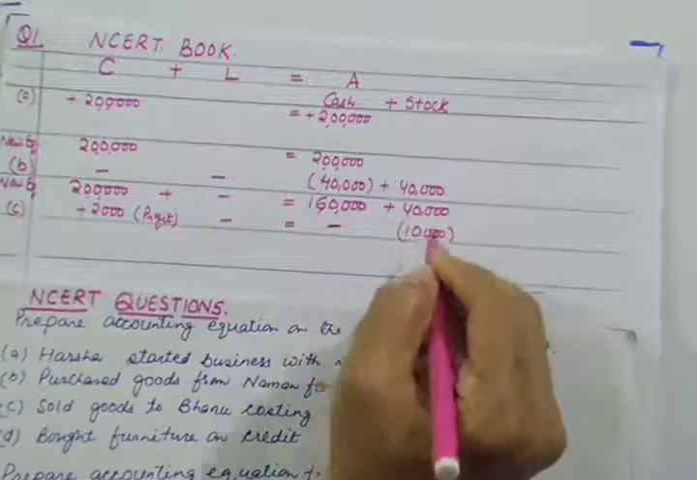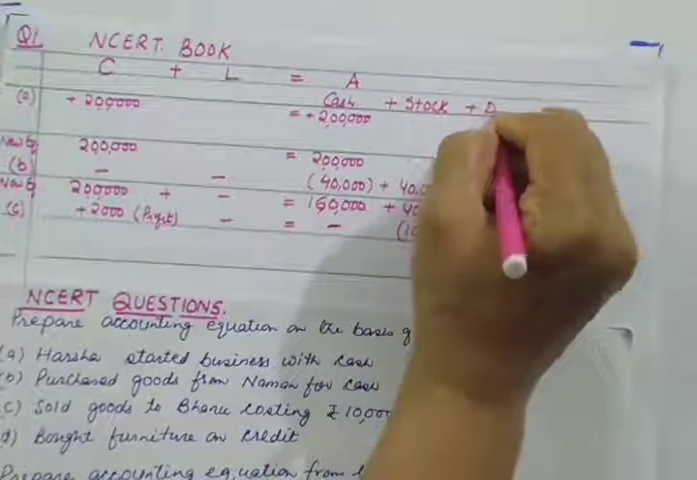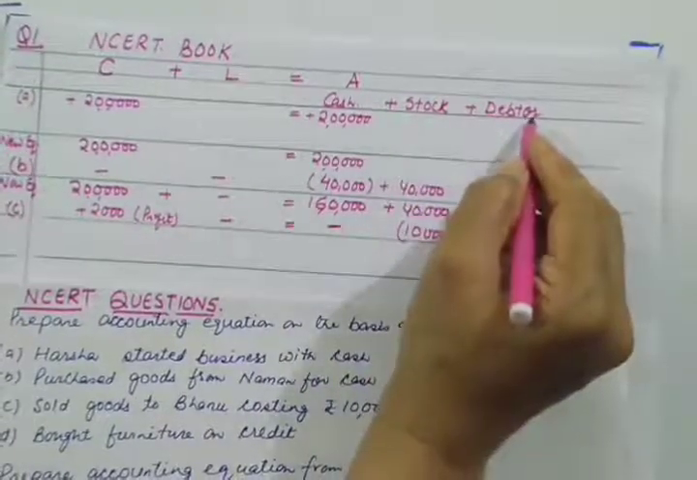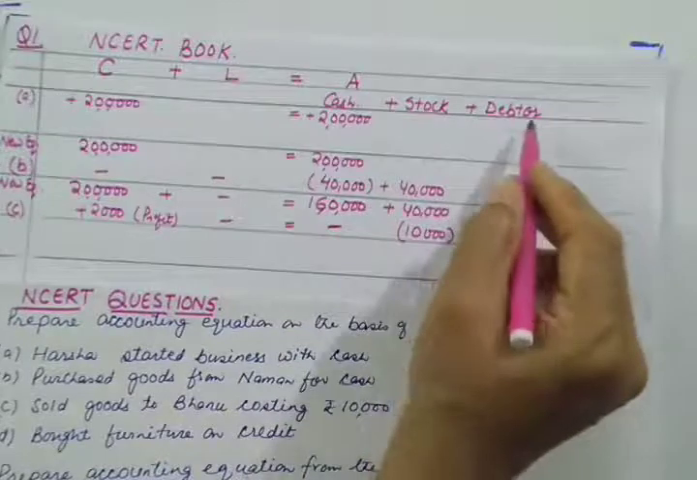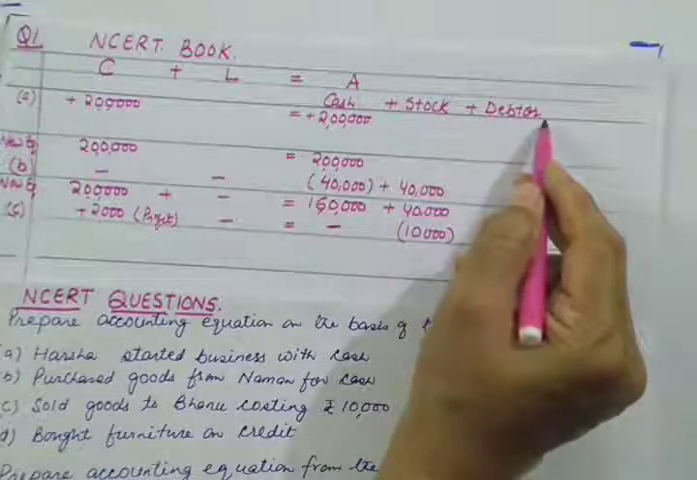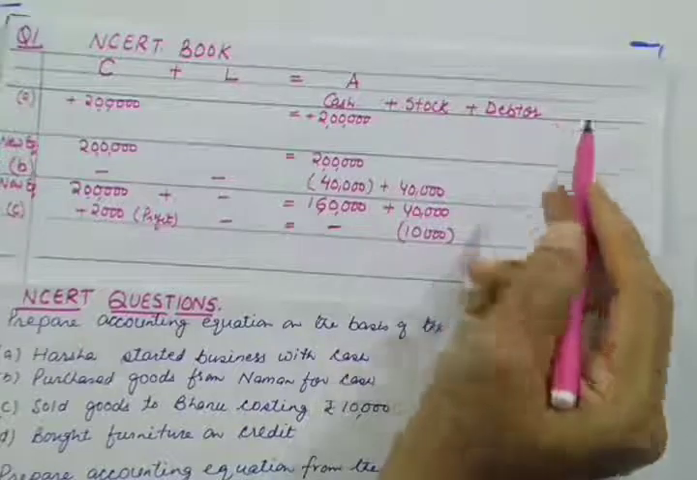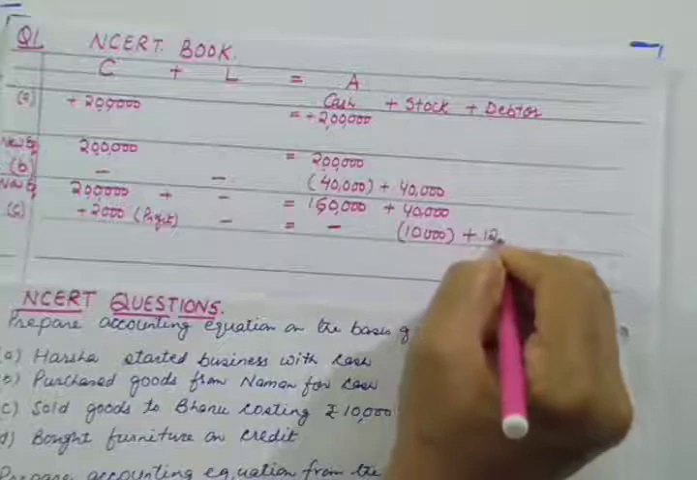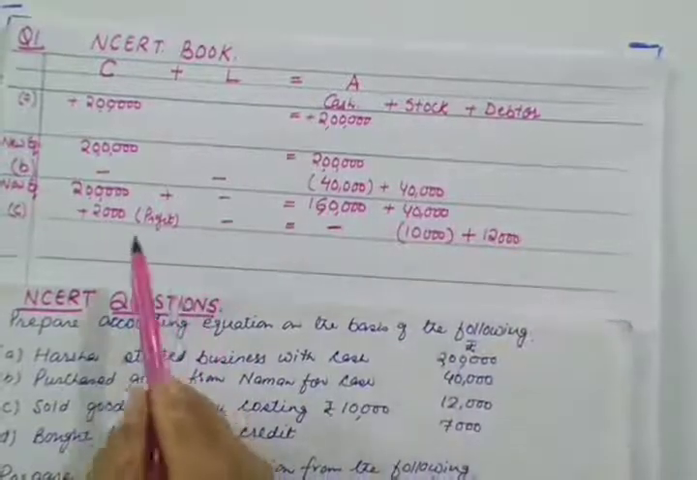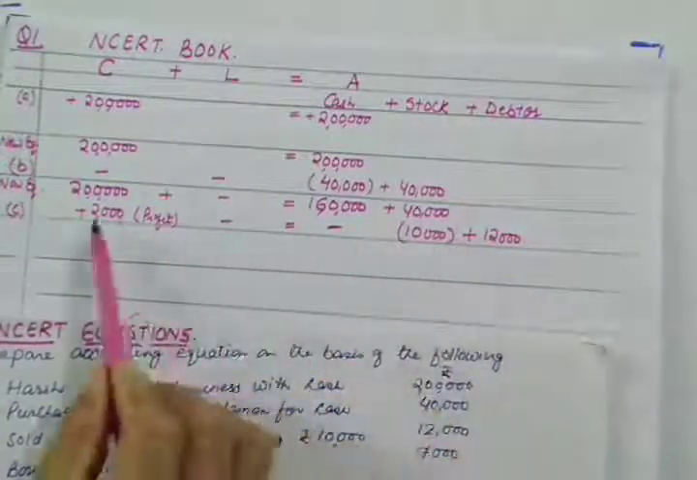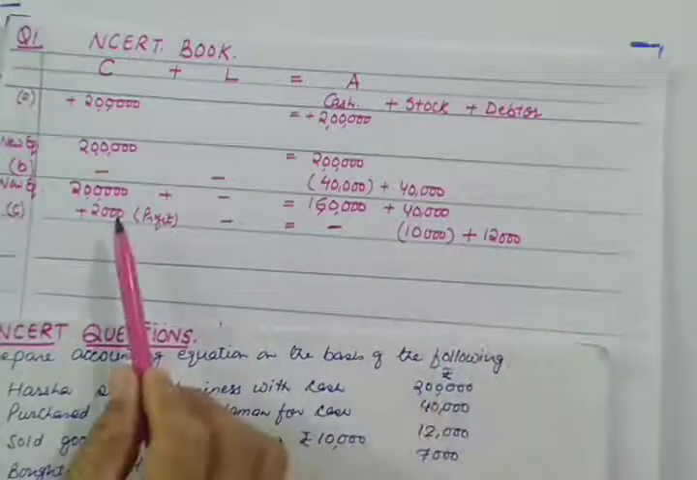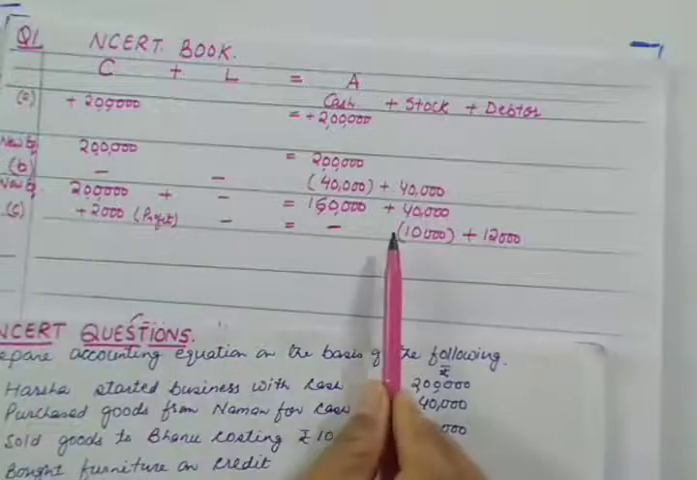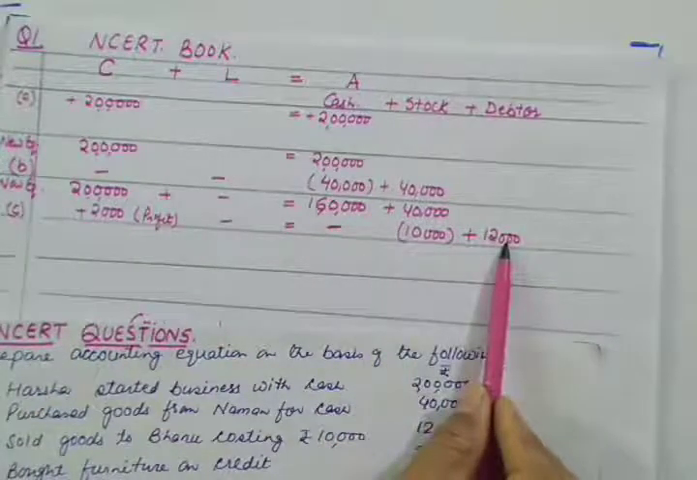So negative sign for stock, and a new item. What is the name of this item? Debtor. And name of the debtor is Bhanu. You don't have to write the name of the debtor. When you will get 2-3 debtors, in that case you can write the name of the debtor. But here only one debtor is there, so no need to write the name. Plus 12,000. So if you see the impact of this particular transaction, it will show that your left hand side is increased by 2,000 and right hand side is also increased by 2,000.